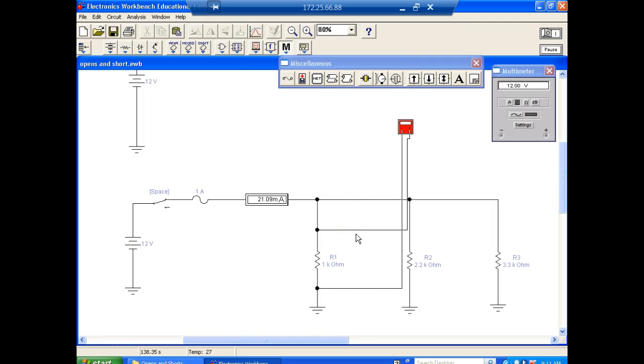But we have a problem with a parallel circuit in that every short is a what? Is a short circuit.